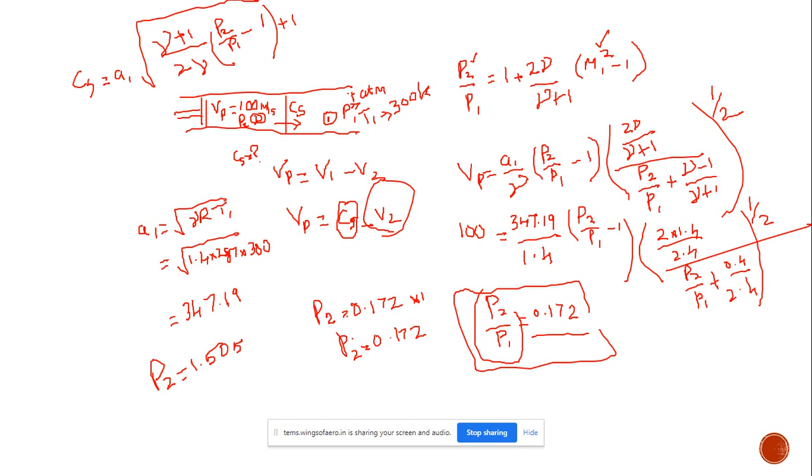So by substituting it, we will get this root is up to this only. By substituting the value for A1, we know the value for A1. We also know the value for P2 by P1, and we know the value for gamma also. By substituting it, we can find the value for CS. This is how we need to find the value for CS. Just substitute it and find the answer. Sorry, this root is up to here. This whole thing. Okay, sorry.